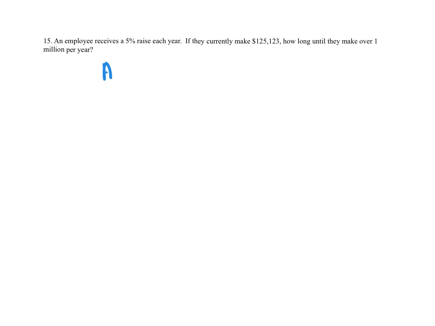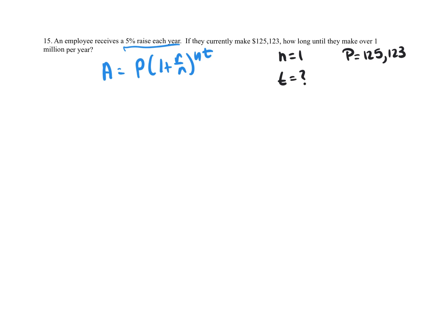Now the interesting thing about this compound interest problem is it says annual raise, right? 5% rate each year. So our N is only going to be 1 because we're only getting that raise, that percentage, 1 time a year. Our T we don't know. We want to know how long it's going to take. Our principal, our current starting amount, is $125,123. Our rate is, of course, 5% because that's the percent I'm getting every year. And our A, I'd like to get to $1 million. So $1 million is what I'd like to gain to, right?